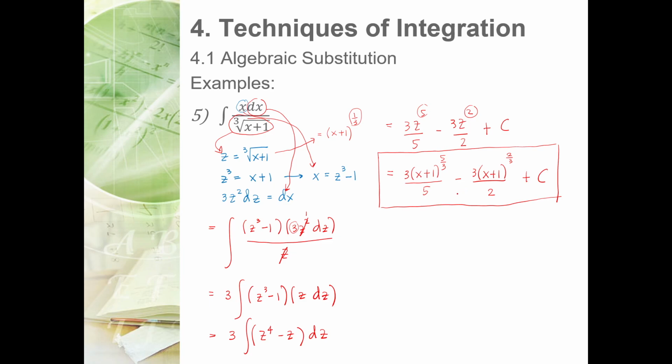So that's done. So any questions or clarifications for example number 5? Okay, question? None? Sige, sige. Okay, example number 6.